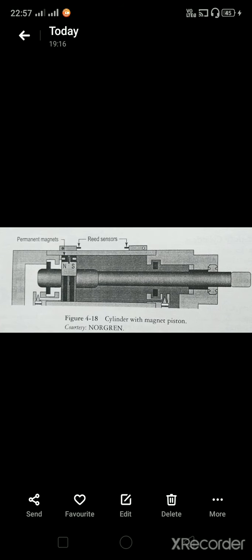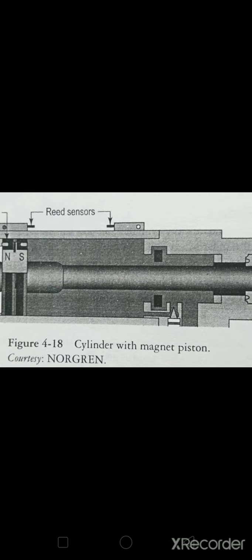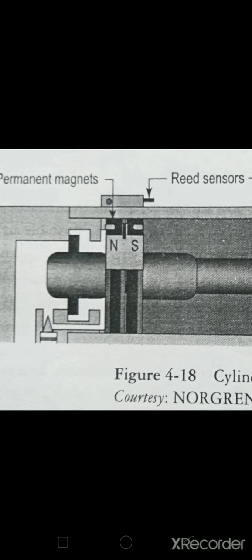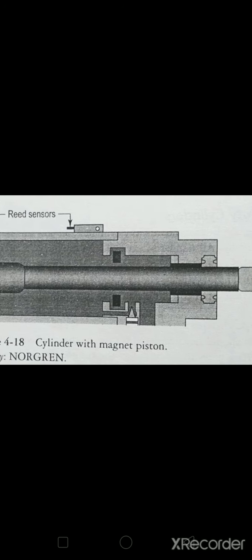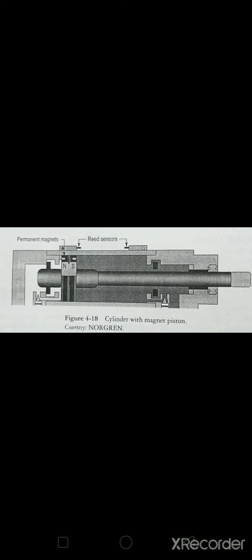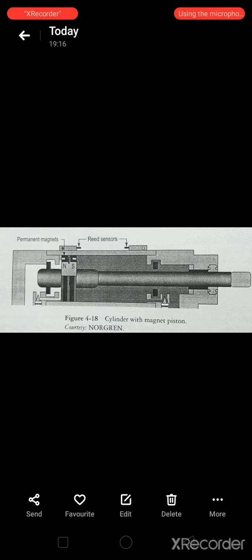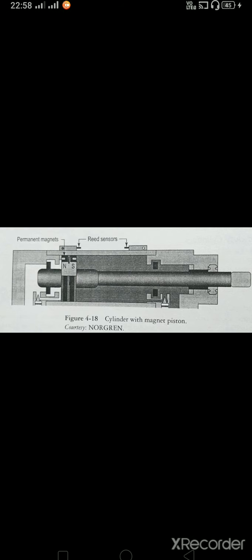Now the cylinder with magnetic piston, you can see the magnet piston which consists of permanent magnets. You can see here north and south. Then the reed sensors. So in this type of cylinder, a permanent magnet or a permanent magnetic band is provided around the circumference of the piston. The magnetic field of the magnet is used to trigger proximity switches, valves, etc. These proximity switches are usually designed with identical dimensions and can be fitted in the sensor groove of the cylinder or fastened to an integral rail on the cylinder.